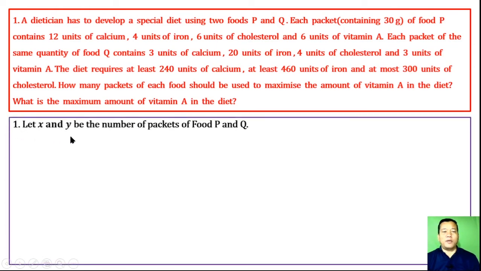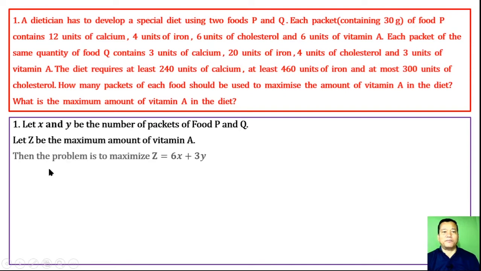Let x and y be the number of packets of food P and Q. Let Z be the maximum amount of vitamin A. Then the problem is to maximize Z equal to 6x plus 3y. Food P and Q contain 6 and 3 units of vitamin A respectively. Therefore x packets and y packets give 6x plus 3y.